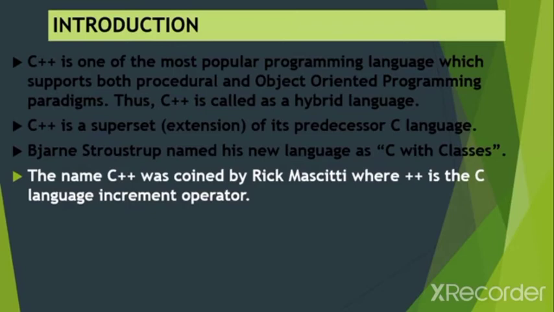the increment operator. Because additional features were added to the C language, it came as C with Classes. So C with additional features is called the C++ programming language. That is why the increment operator was added to C. So it is called the C++ programming language. See how much history a single name has.